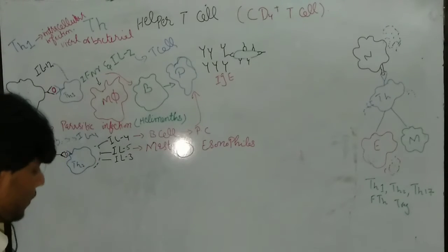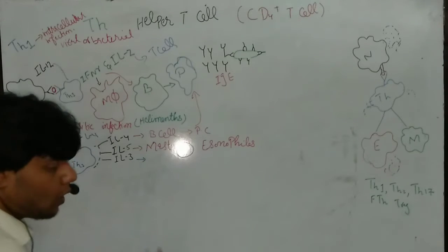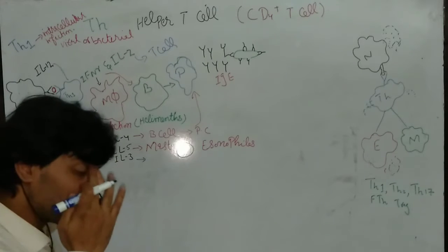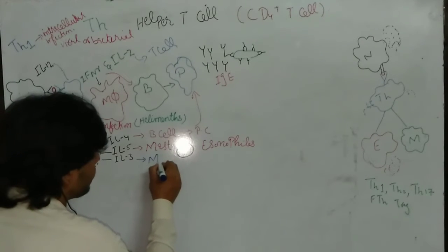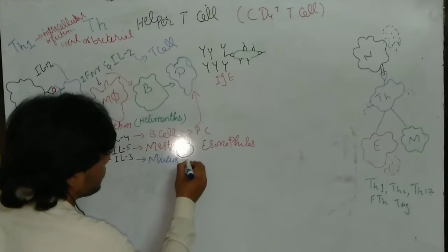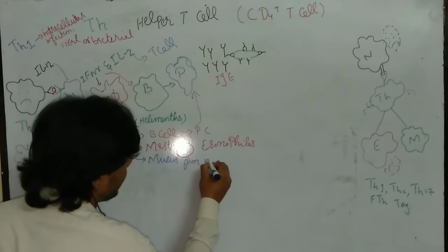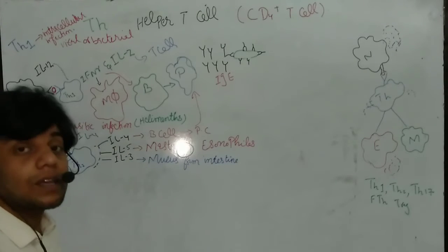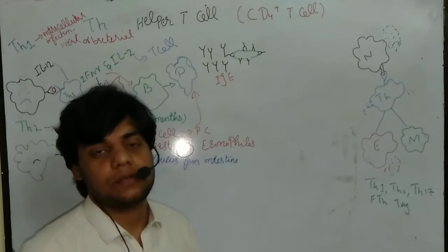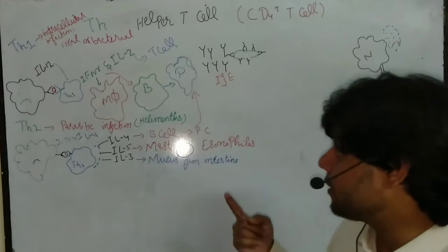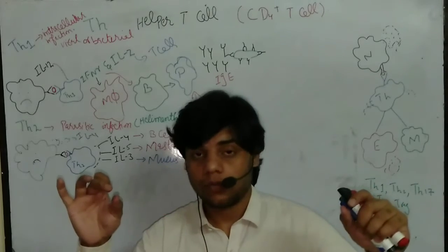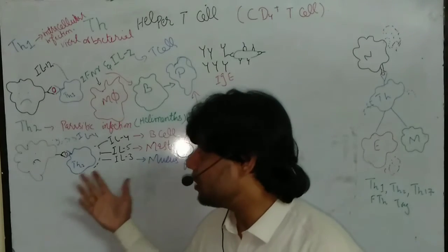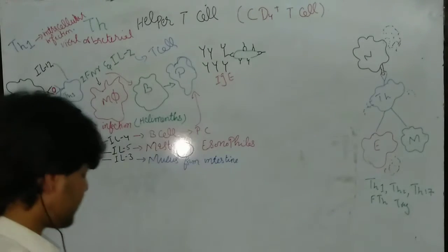Then interleukin 3 will activate the intestine to secrete mucus. Let me write here, they will secrete mucus from the intestine. This mucus actually kills the parasites. Now one question arises in our mind: parasites are very large and cells and antibodies are very small, so how can they kill the large parasites? Let's explain it a little bit.